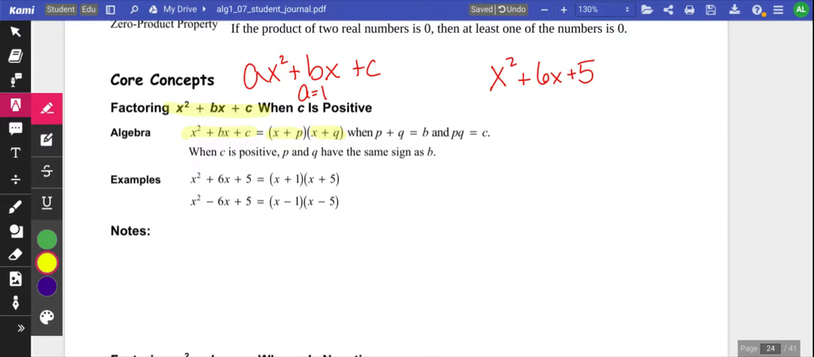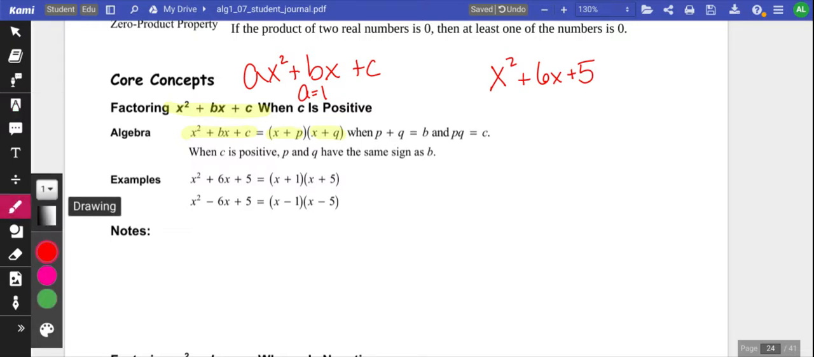It explains it here. It's saying, okay, well, the P and the Q have to equal B, and the P times Q has to equal C. And that all kind of sounds like gibberish. All right, so let me show you what I like to do. I like to think of this like a little puzzle.